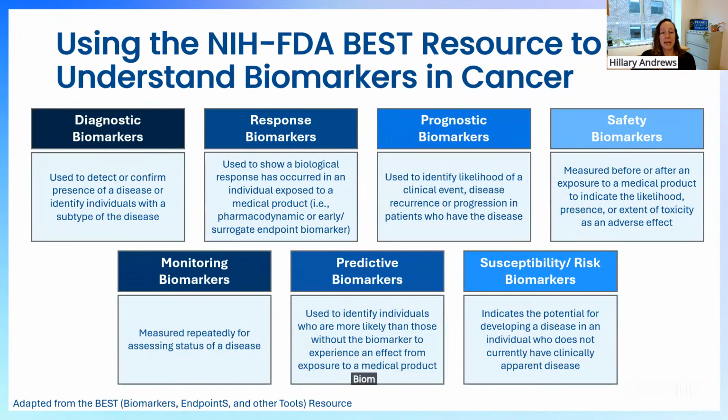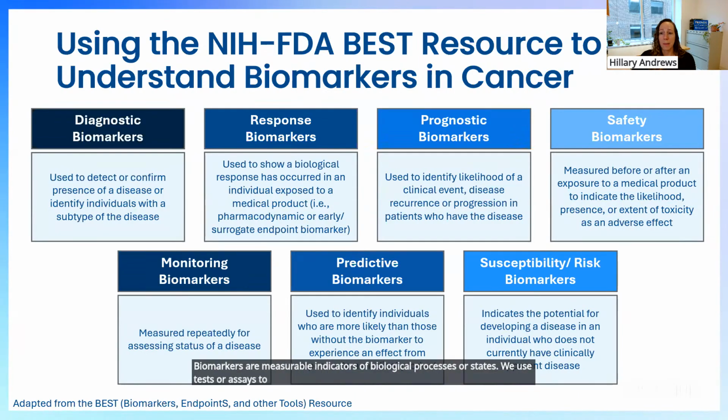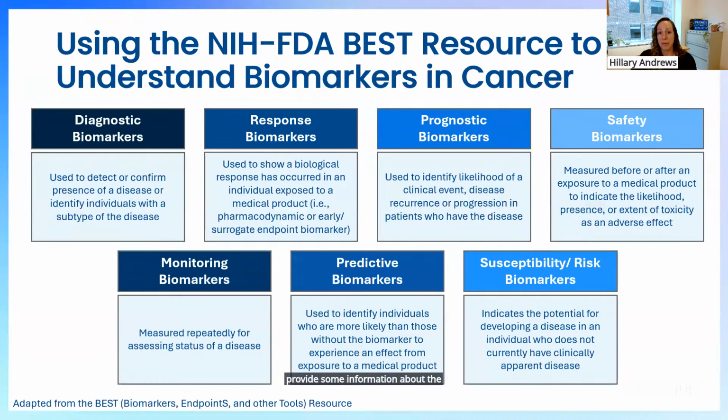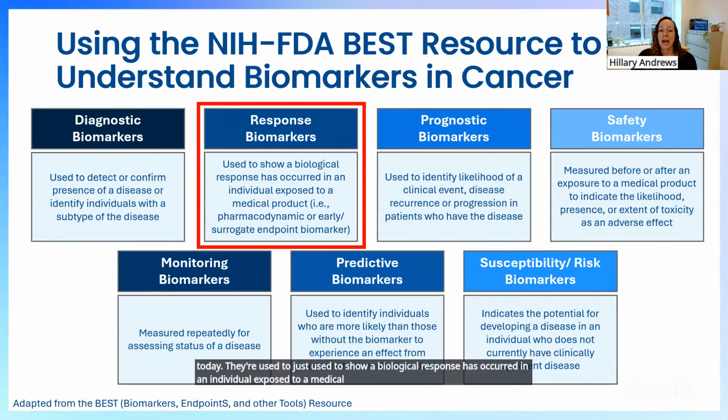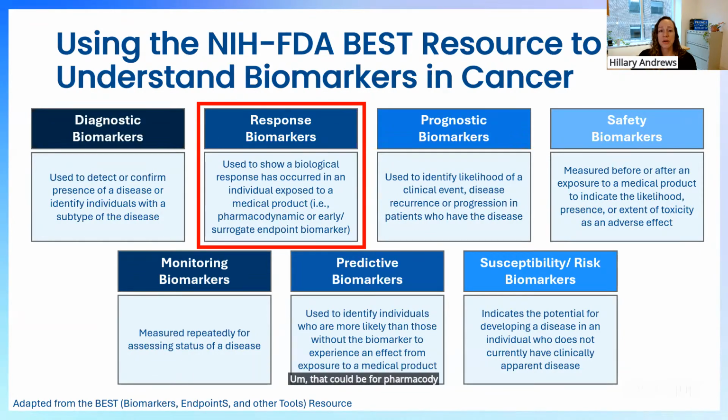Biomarkers are measurable indicators of biological processes or states. We use tests or assays to measure or understand biomarkers, and there are a variety of different biomarkers as outlined on this slide, which provides some information about the NIH FDA BEST categories. We have diagnostic biomarkers, predictive biomarkers, and safety biomarkers. But we also have response biomarkers, which is the focus of our discussion today. They're used to show a biological response has occurred in an individual exposed to a medical product. That can be for pharmacodynamic, but here we're focusing on early or surrogate endpoint biomarkers.